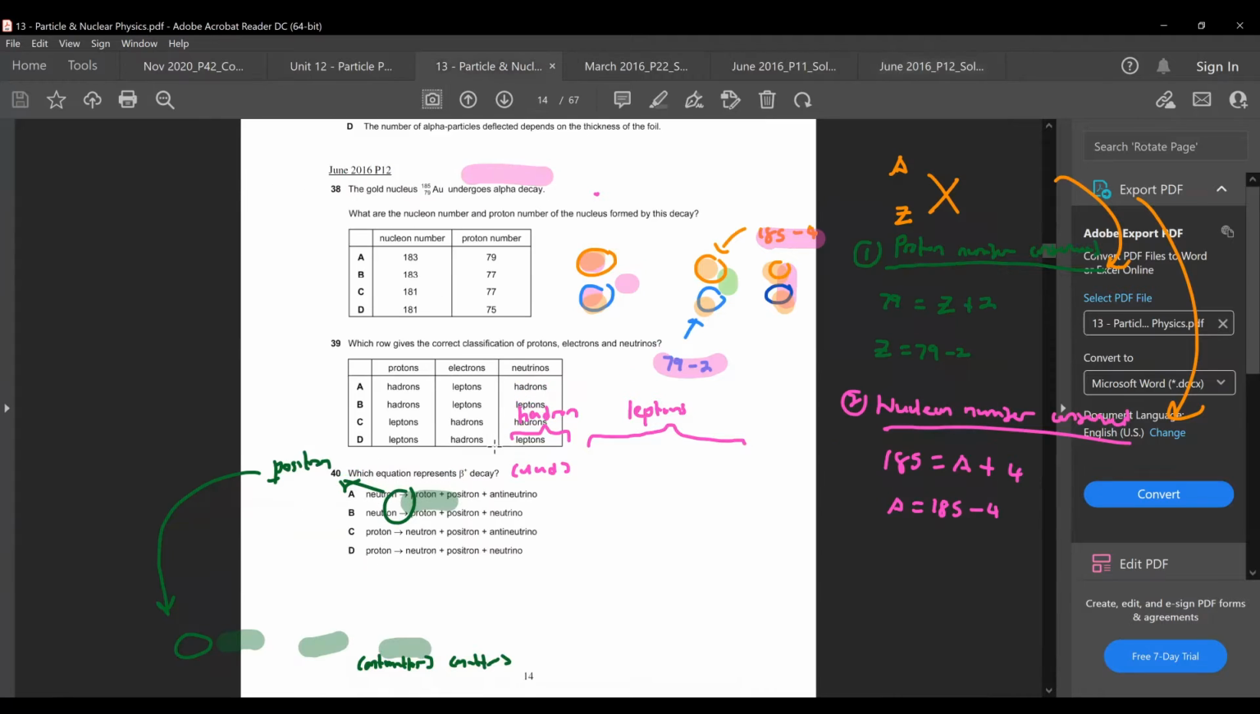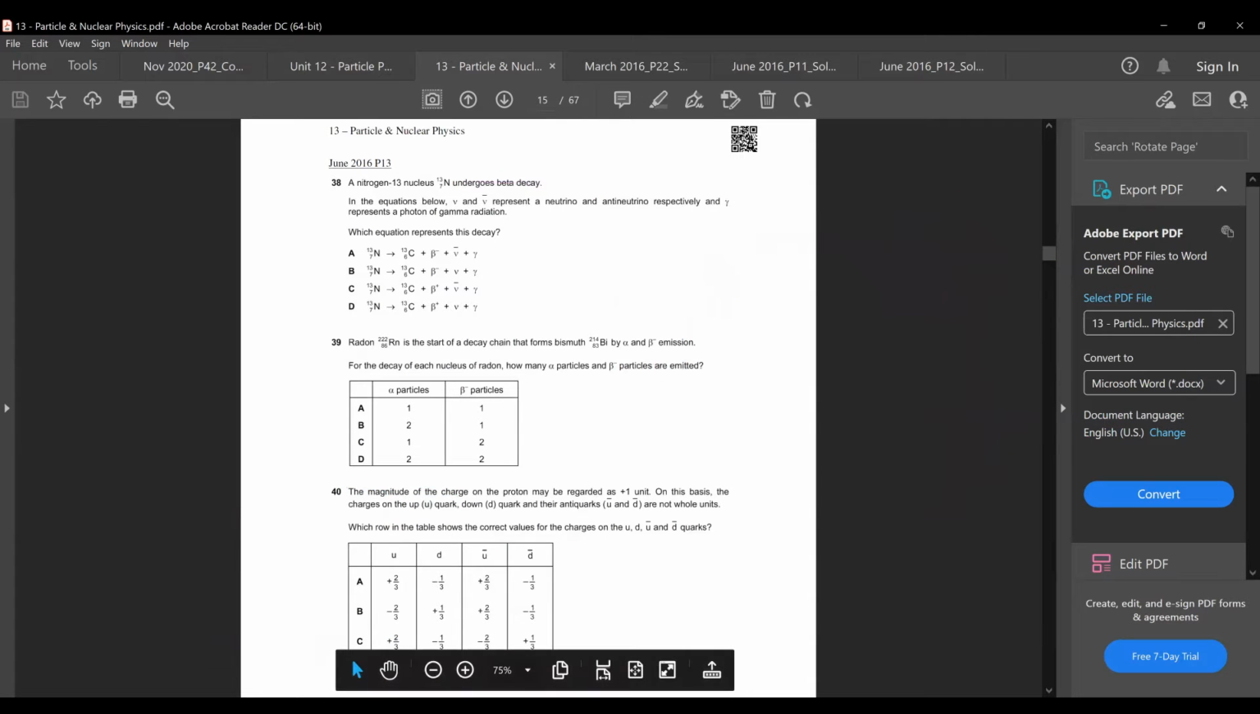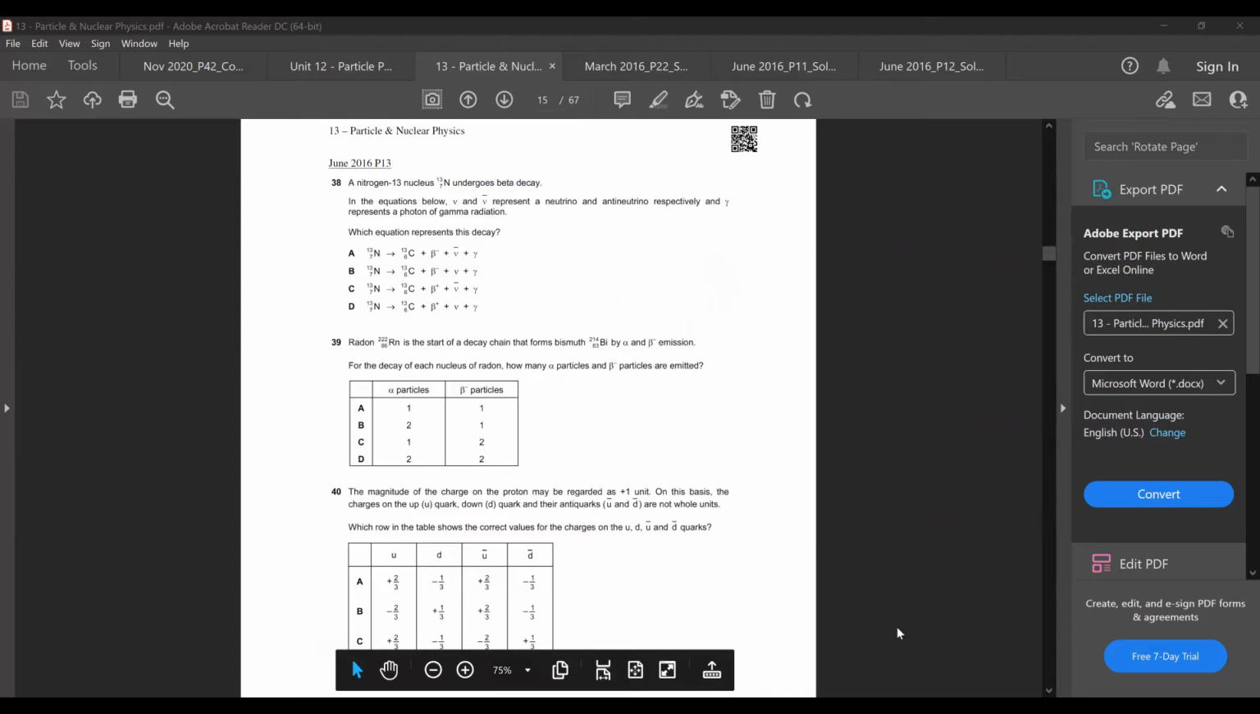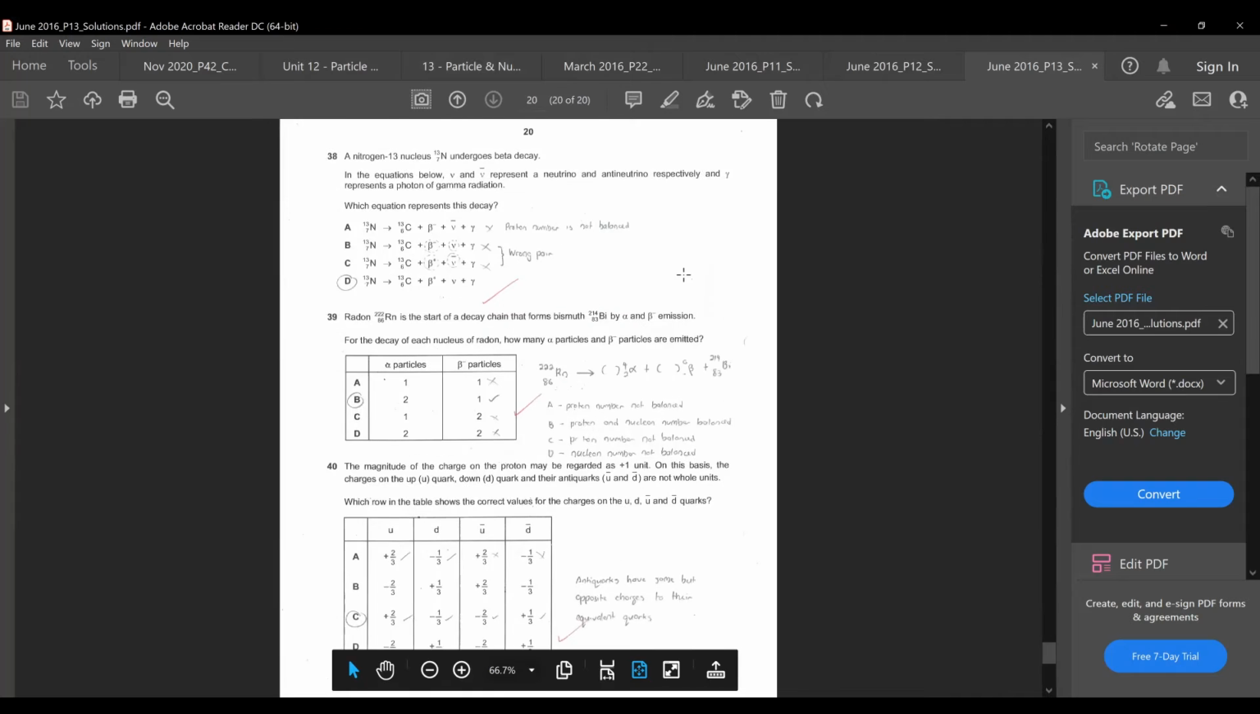So move on to some other one. This one will get progressively harder. Okay, June 16 P13, next page. June 16 P13.